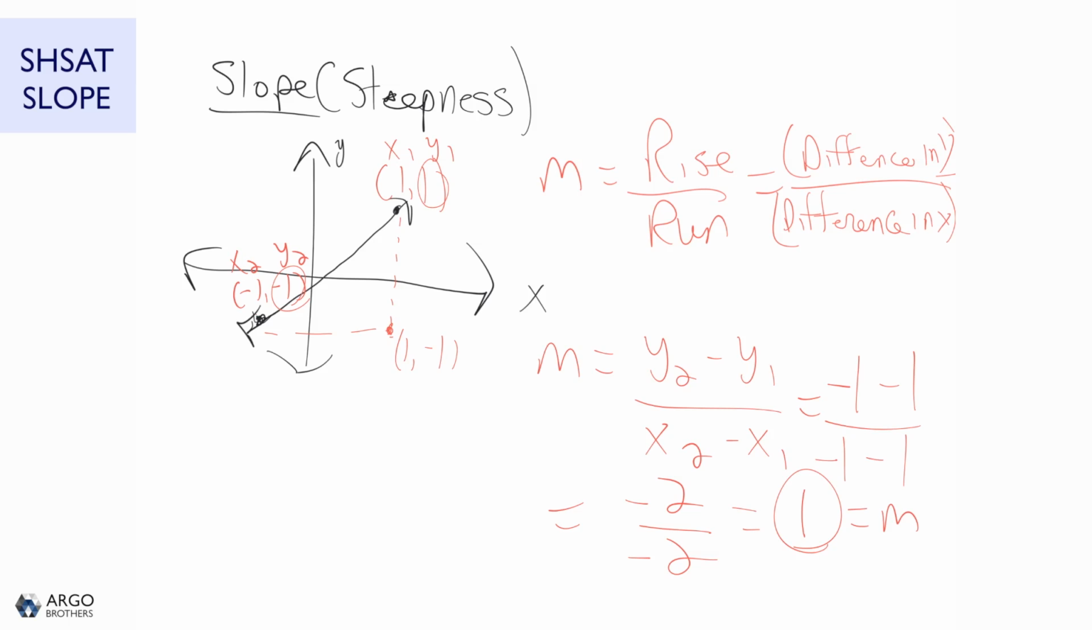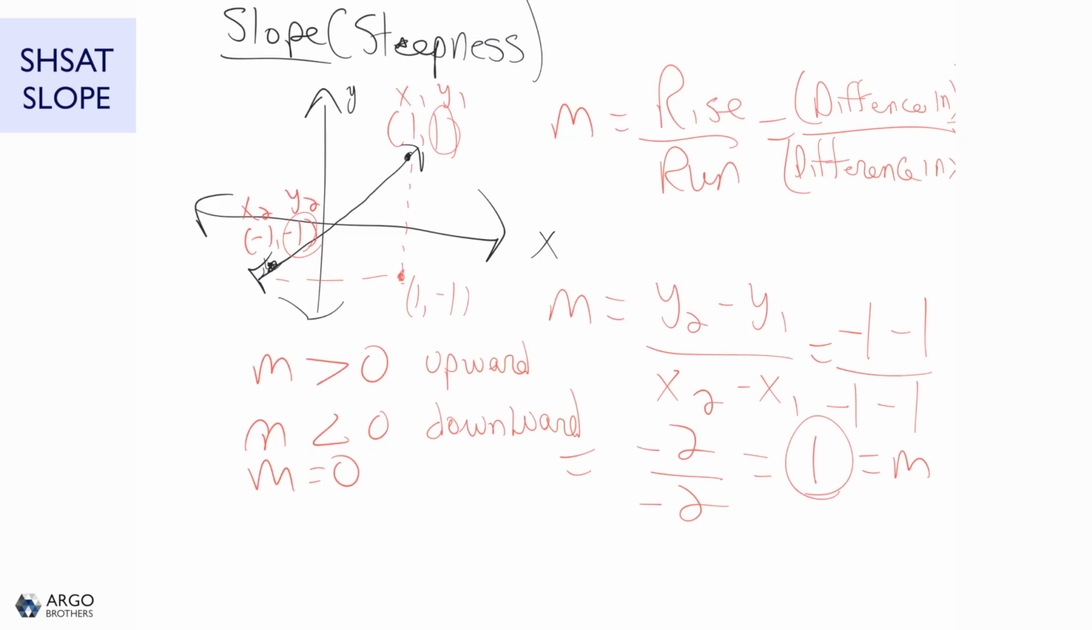Is 1 positive or negative? It's positive, which makes sense because in the beginning I said it's going upward. So a slope that is greater than 0 is an upward slope, or positive slope. A slope that is less than 0 is a negative or a downward slope. And what if a slope is just 0? If m equals 0, then that's just a horizontal slope, which means you're not rising anywhere.